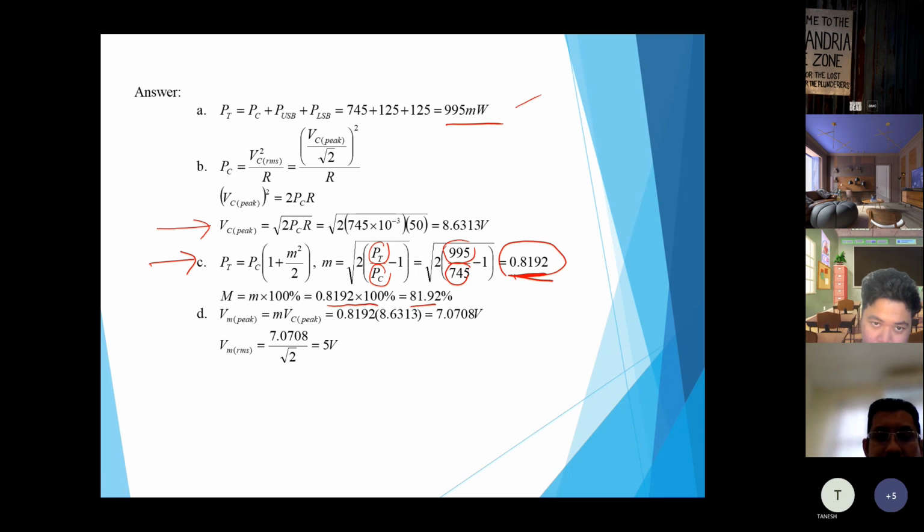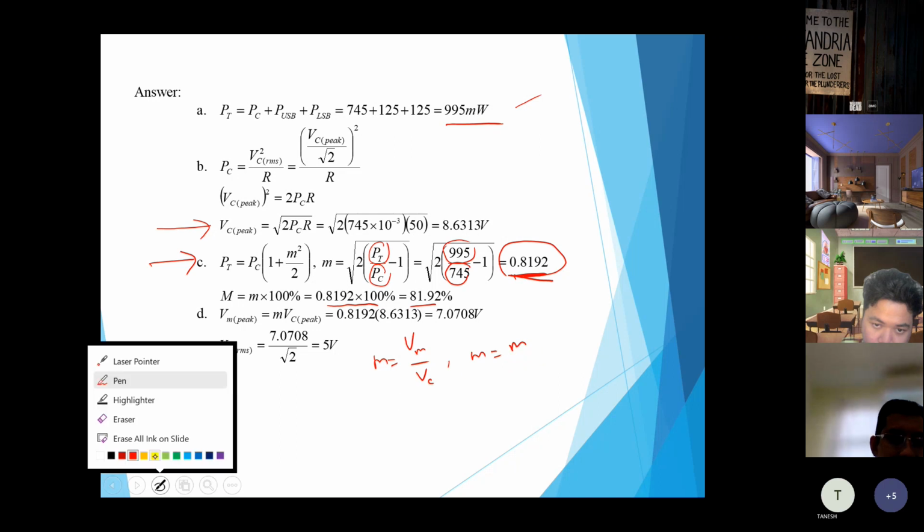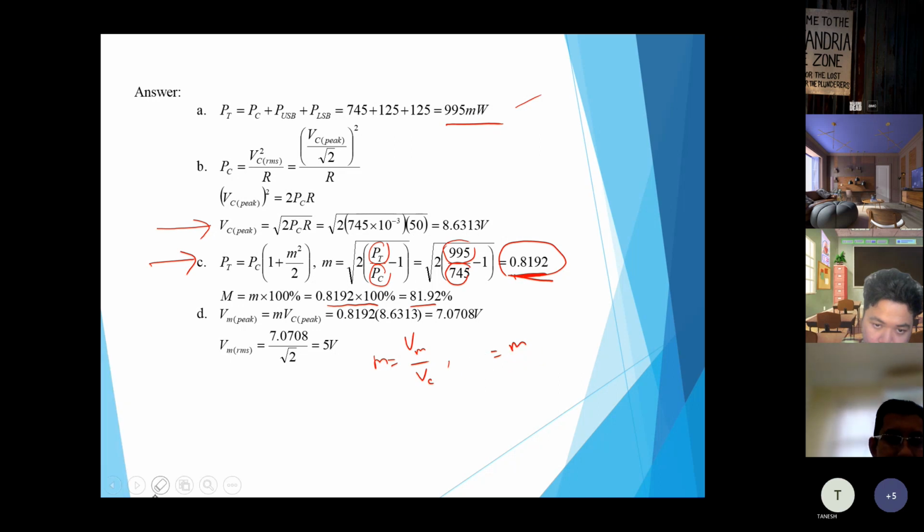So kita boleh cari berdasarkan MVC. So remember that kita boleh cari ni. So M sama dengan VM over VC. Kita dah tahu VC, kita dah tahu M. We don't know how much is VM. So therefore VM sama dengan MVC.